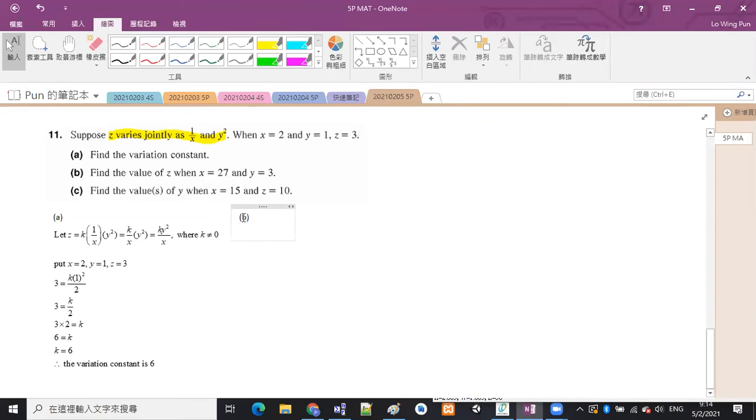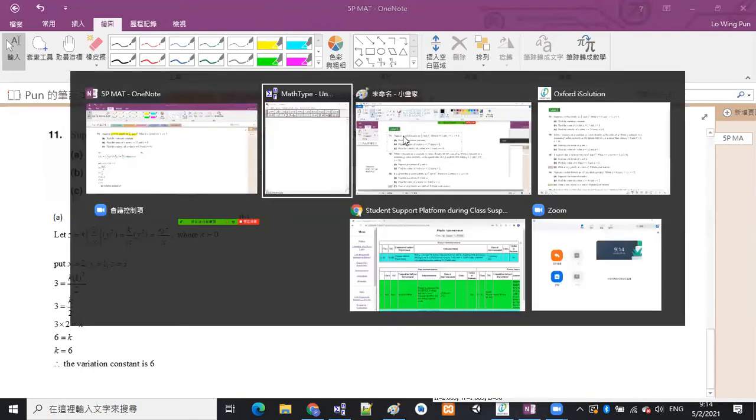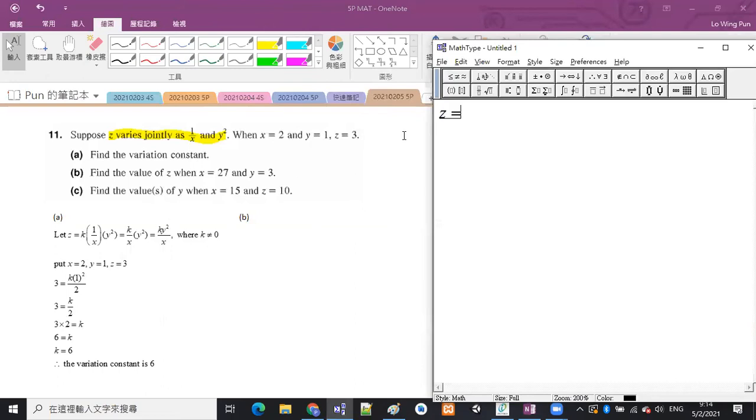And then in part B, first, when we have found the unknown k, we just write down the complete information of the equation. Okay, so z is equal to ky square over x, but the k is changed back to 6. Y square over x. Okay, and then in part B, the question asks us to find the value of z when x is equal to 27 and y is equal to 3. So we just put these two numbers into our equation.